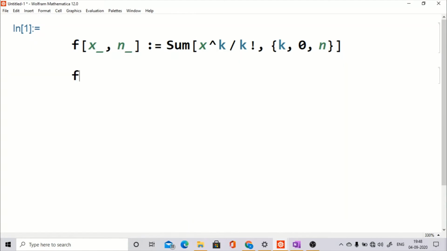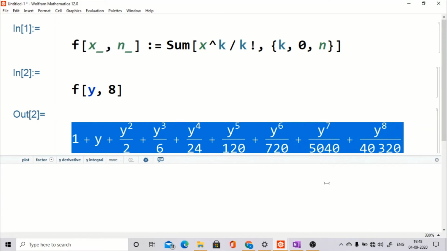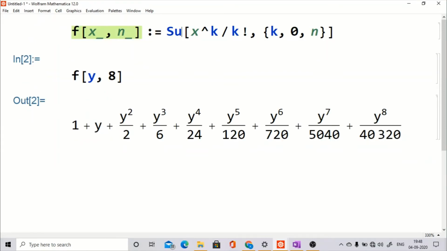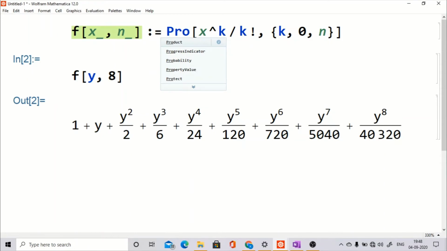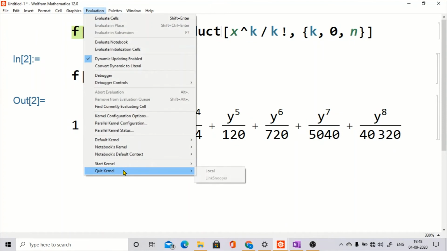Okay, so now let me write f of y, and let me take the first 8 terms of this summation. So f of y comma 8. So you can see that this is how the summation has been evaluated. Now, instead of sigma, if I want to do pi, which stands for the product, I will be writing Product. Okay, and now let me evaluate this entire thing.